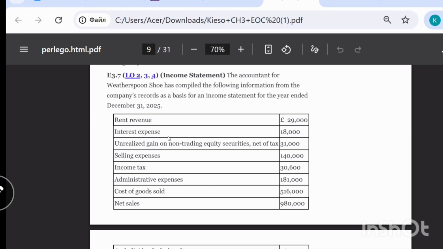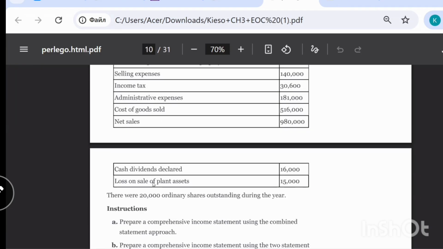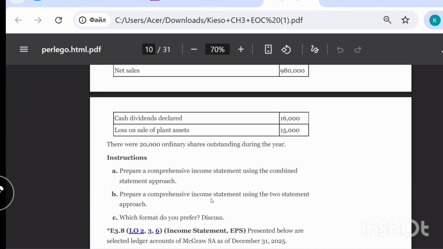Below it we have a table with information like revenue, expenses, administrative costs, net sales, losses, dividends, and so on. Below the table, we have additional information that there were 20,000 ordinary shares outstanding during the year. Requirement A is to prepare a comprehensive income statement using the combined statement approach.